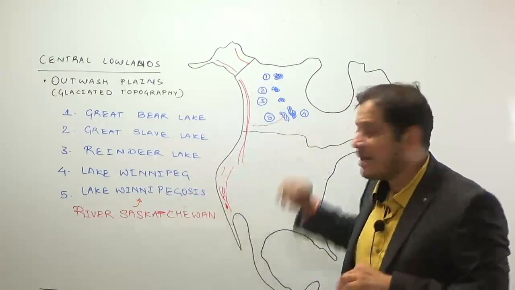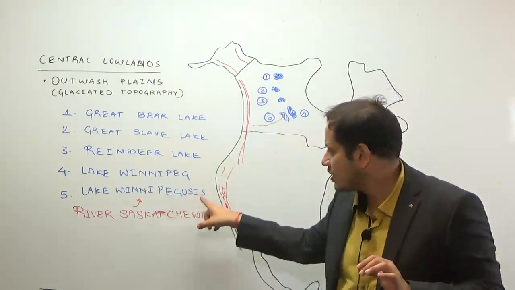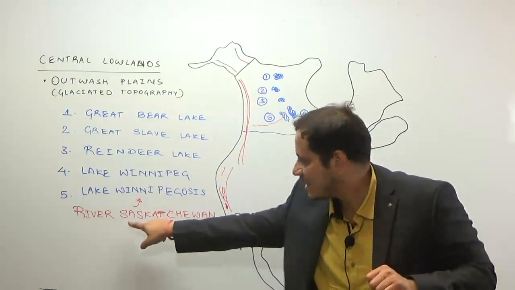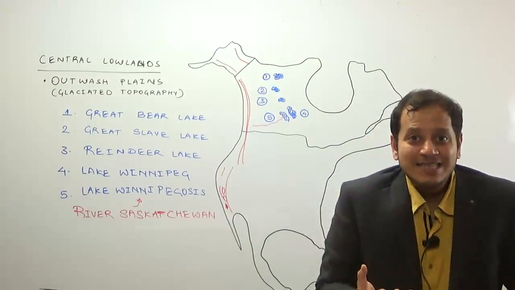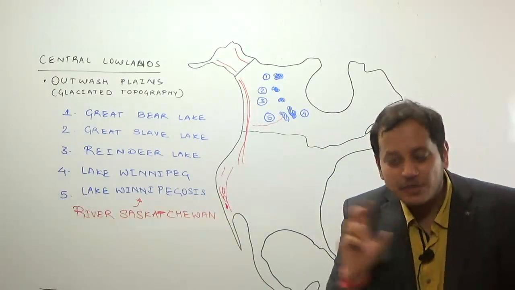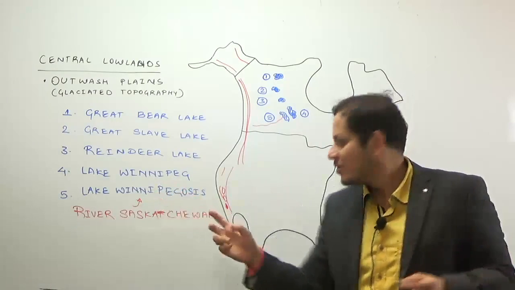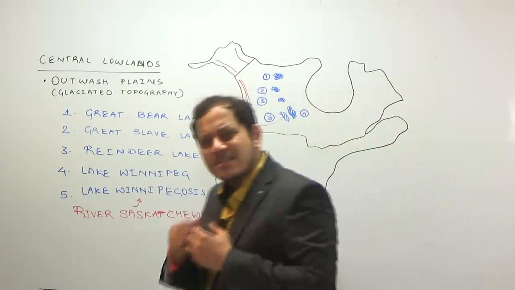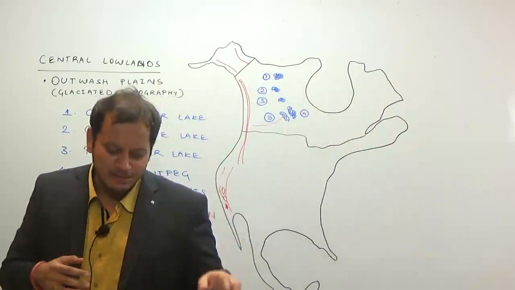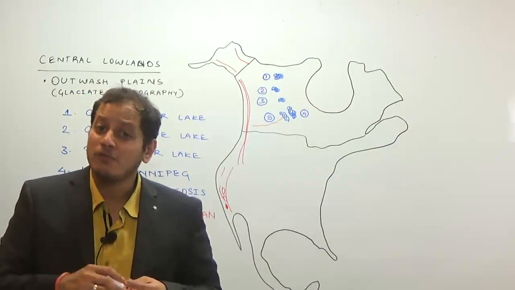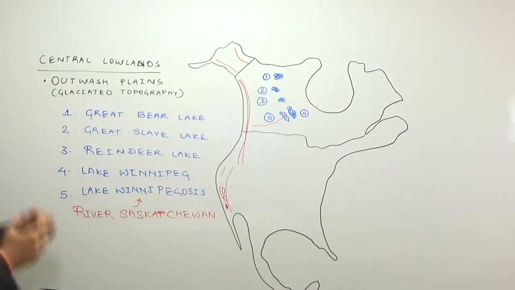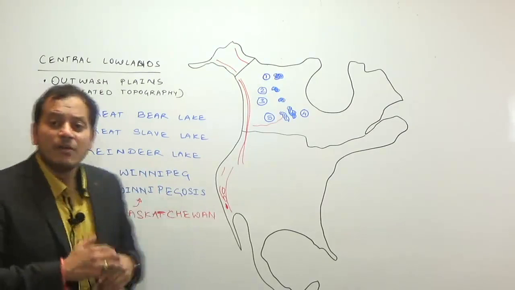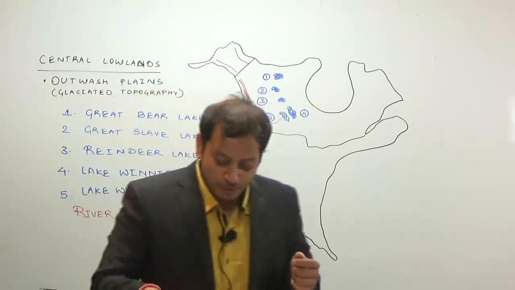Winnipegosis. How to remember Winnipegosis? In Winnipegosis, river Saskatchewan flows. S-A-S, Winnipegosis, Saskatchewan. Is it not rhyming? So, in Winnipegosis river Saskatchewan flows. For general studies, this is more than enough. We are doing more than enough. We are preparing for the most difficult of the questions. So, Great Bear Lake, Great Slave Lake, Reindeer Lake, Lake Winnipeg, Lake Winnipegosis. In Winnipegosis river Saskatchewan flows.